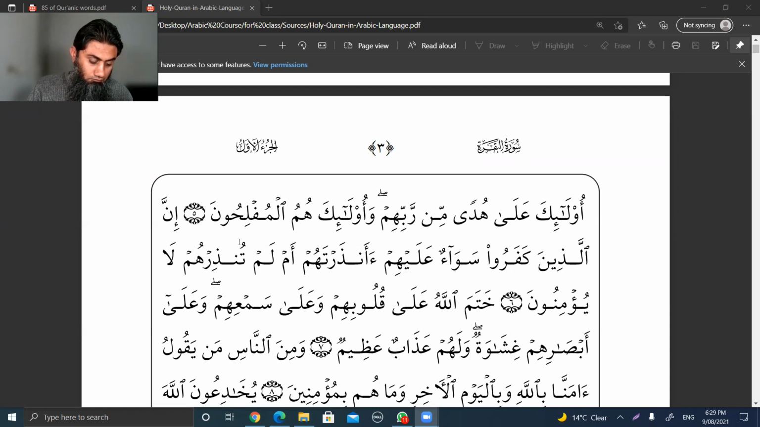Just to clarify one point, will this be the emphatic jumla because of the hum? Yes. Whenever after the mubtada you get an independent pronoun, not only is it a sign that your khabar will be a complete sentence, it is also a sign that your khabar will be emphatic.